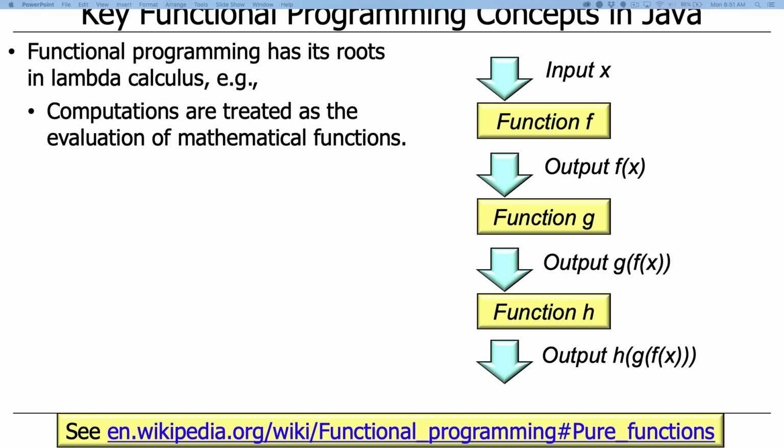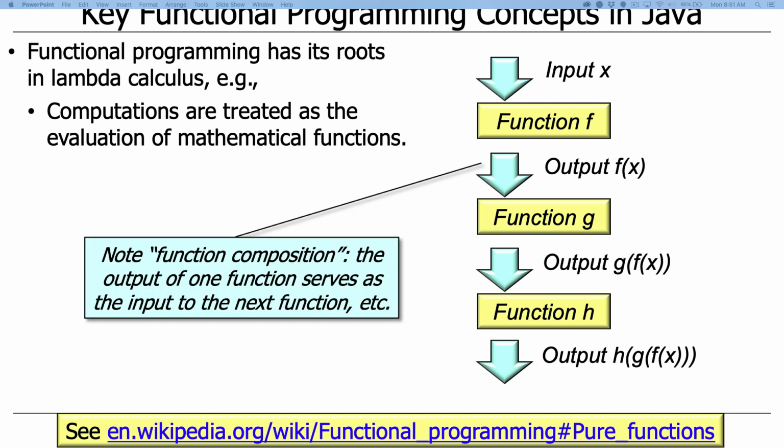What a pure function means is that the function only gets its input from parameters that are passed to it and does some computation and only returns the results as its output, either a return value or through some other means. But there are no side effects, and we'll talk about that later.